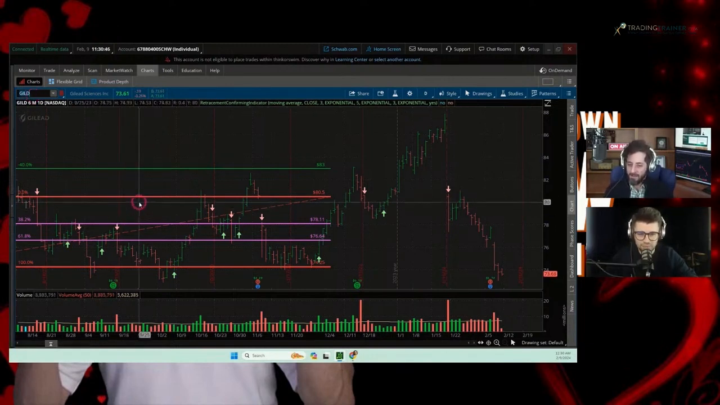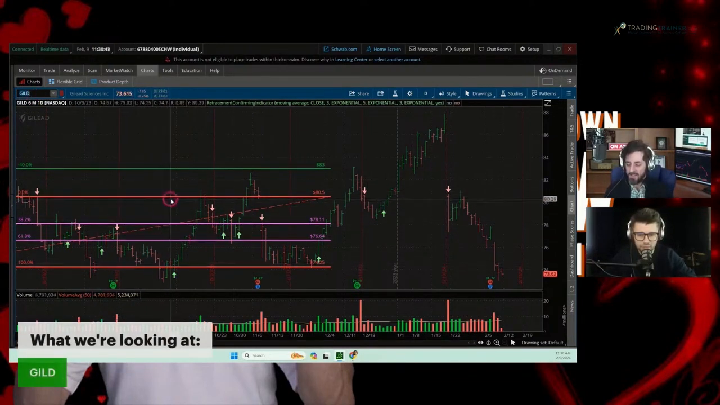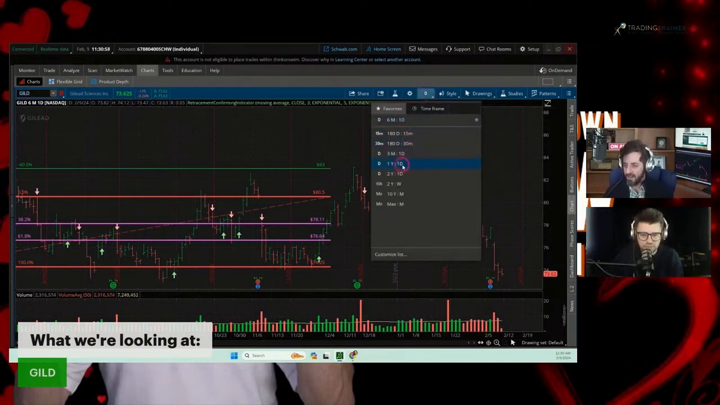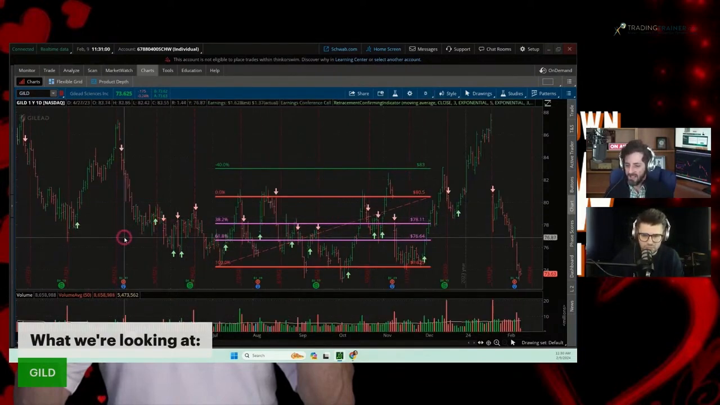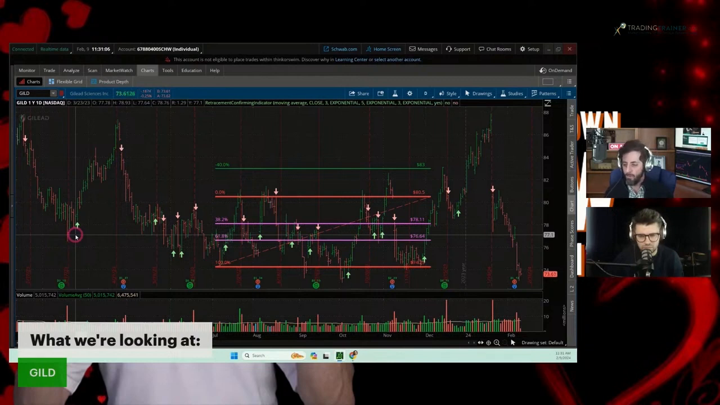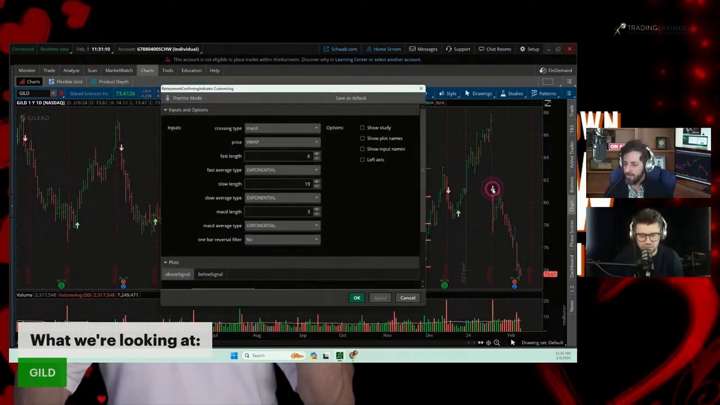You can see, based on my drawings and my annotations on this chart, that I've been watching Gilead for a while. I've actually been trading Gilead on and off for coming up on 15 years. And you can see that Gilead at this point is no longer cutting edge per se, but more of one of these boring stocks. I'm going to switch my indicator over here.